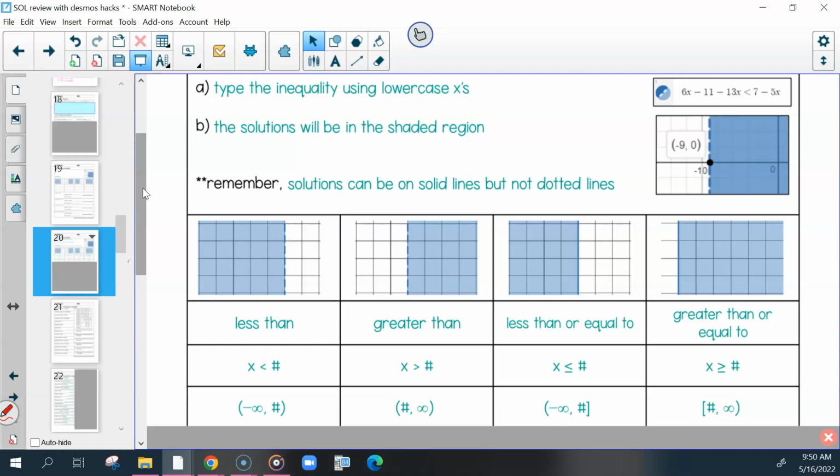Less than is x is less than whatever number. In interval notation, that would be negative infinity to that number, both with parentheses. Greater than would be x is greater than that number. In parentheses, it would be that number then infinity.